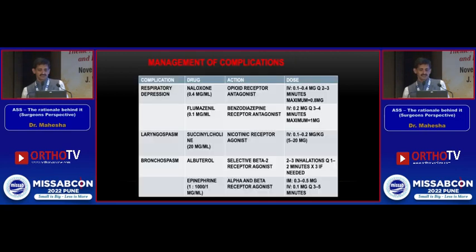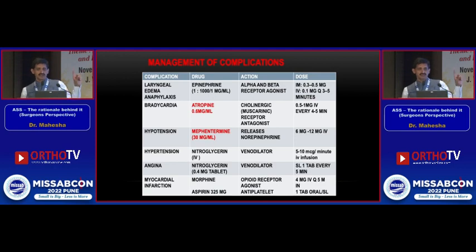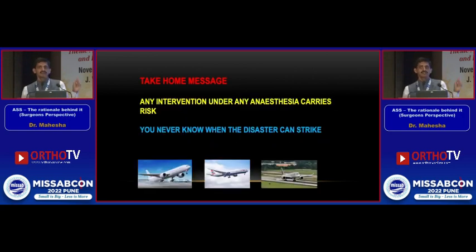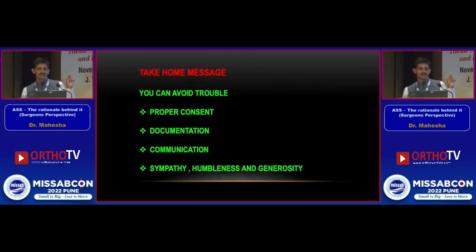Complications, you leave it to the anesthetist, but you should know atropine and mephentermine, two drugs which can be life-saving. Take-home message: we can use any type of anesthesia depending on the various factors we have discussed, but the most important factor is even local anesthesia is associated with risk. You never know when the disasters can strike. So always you can avoid trouble if you take a proper consent, documentation, communication, and sympathy, humbleness, and generosity towards the patient. These will avoid you trouble, even in case of a disaster.